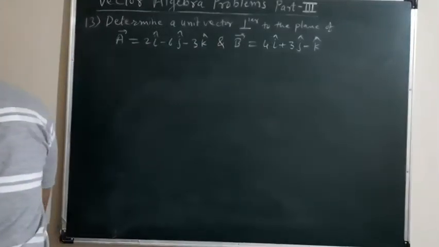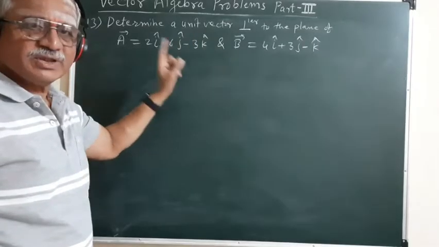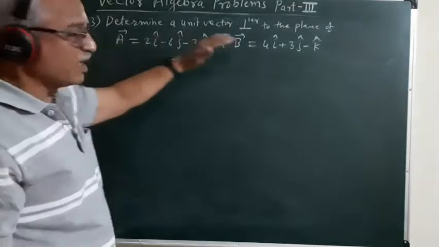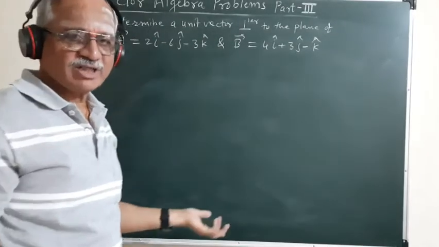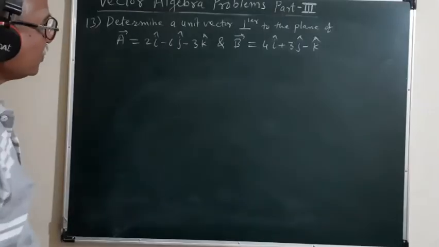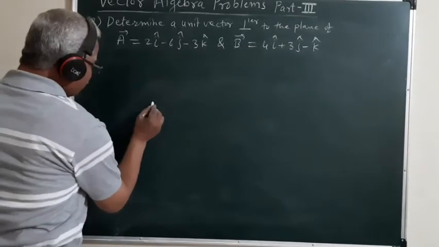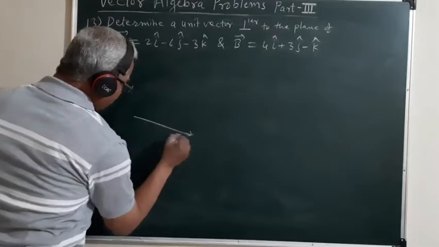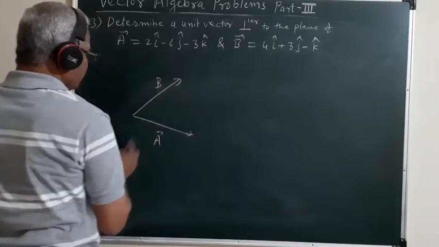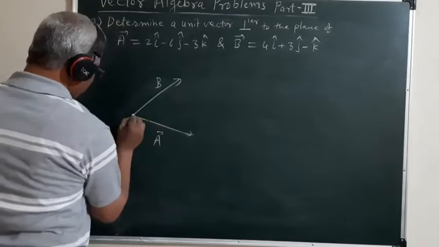So we are given the two vectors a bar and b bar here, and you are asked to find out the unit vector perpendicular to the plane of a bar and b bar. We want to find out the unit vector in the direction perpendicular to the plane of a bar and b bar. So let us consider we have this vector a bar and this is the vector b bar. Suppose this is the plane of a bar and b bar.